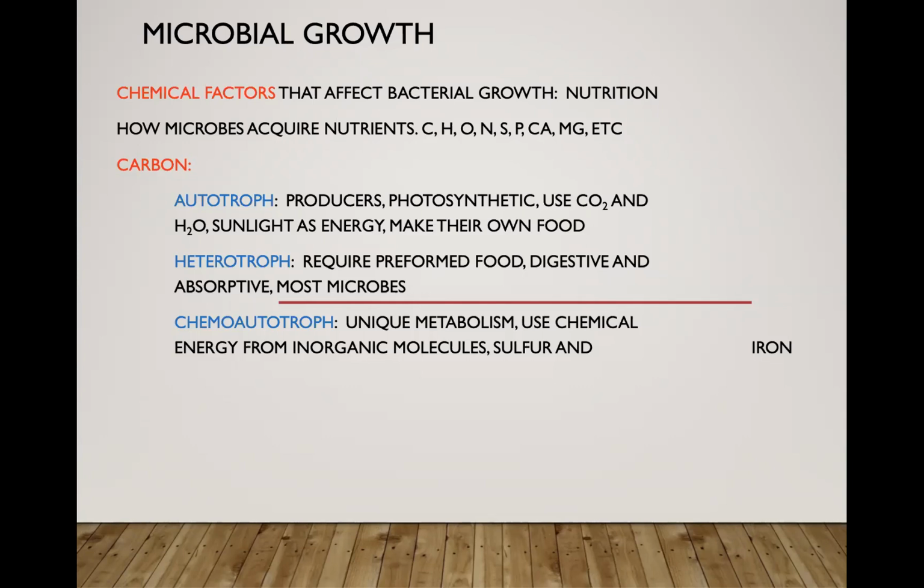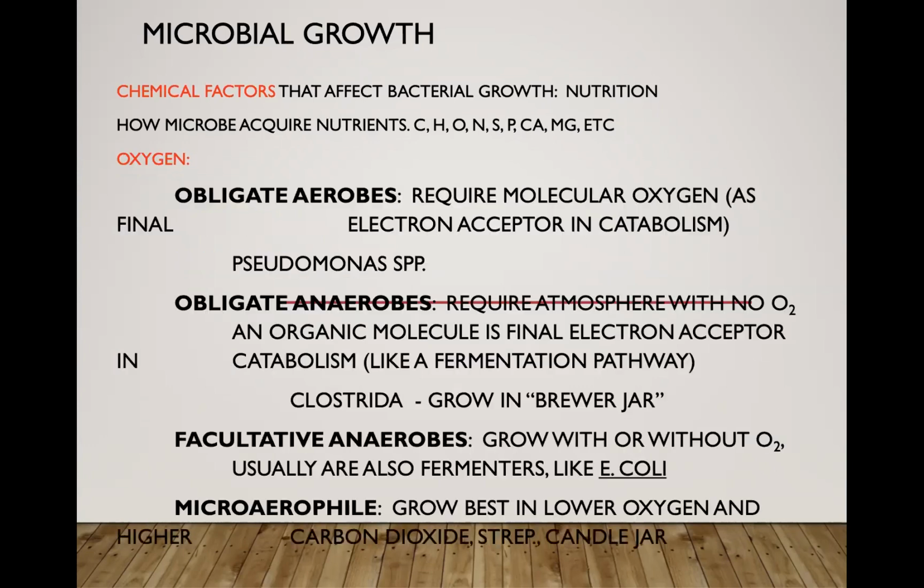So of these chemical factors that we need, carbon is a major source. Another one is oxygen. Absolutely, we can distinguish bacteria based on their oxygen requirement. Write these four categories down: obligate aerobes, obligate anaerobes, facultative anaerobes, and microaerobes. This is based on the presence or the necessity for oxygen.